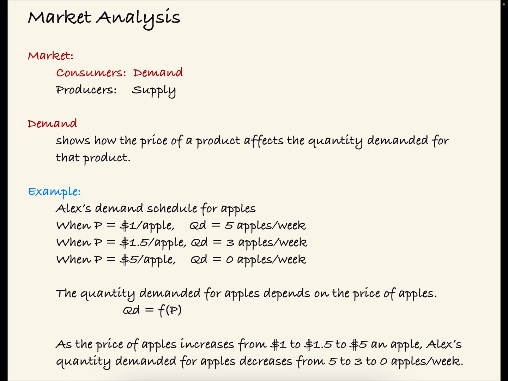The quantity demanded for apples depends on the price of apples, as we saw in Alex's demand schedule. Mathematically, we can say that quantity demanded is a function of price. As the price of apples increases from $1 to $1.5 to $5 an apple, Alex's quantity demanded for apples decreases from 5 to 3 to 0 apples per week.